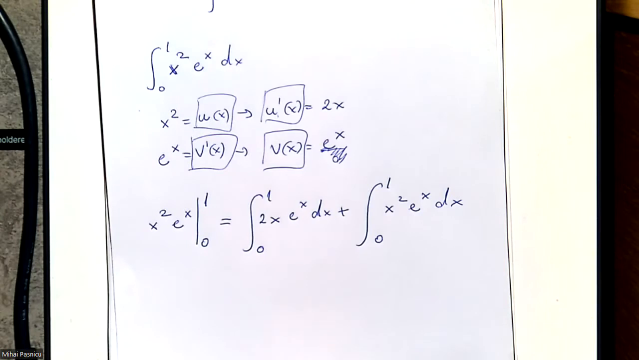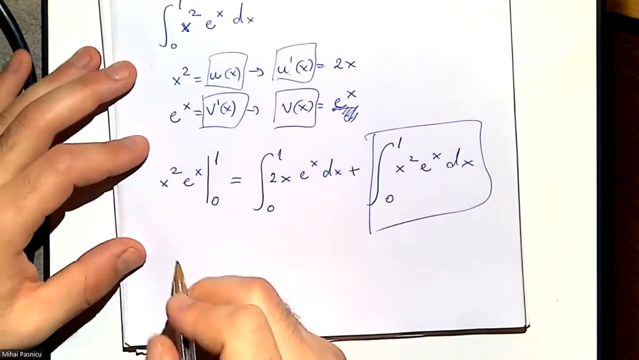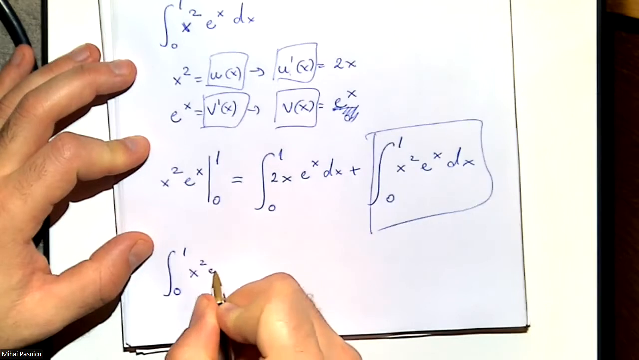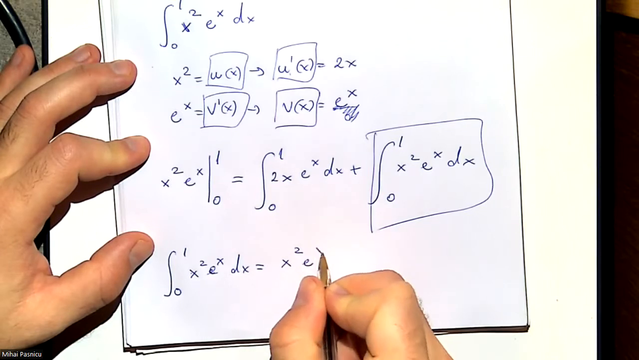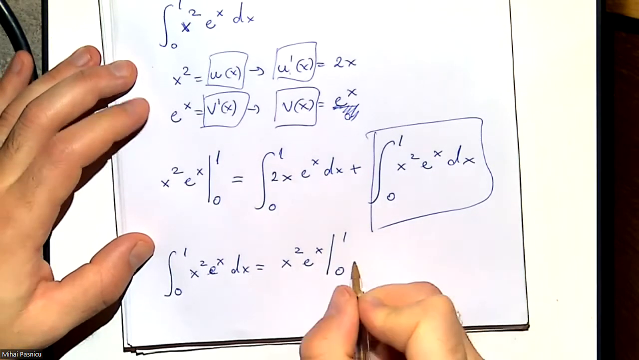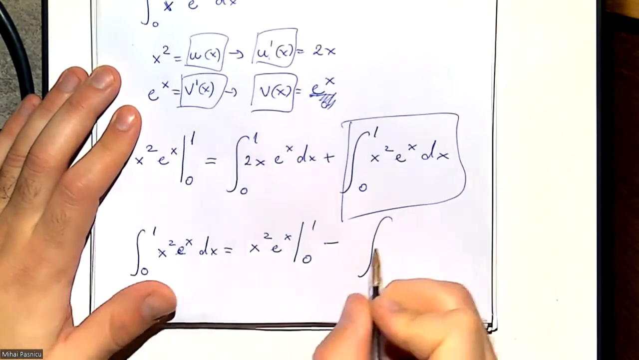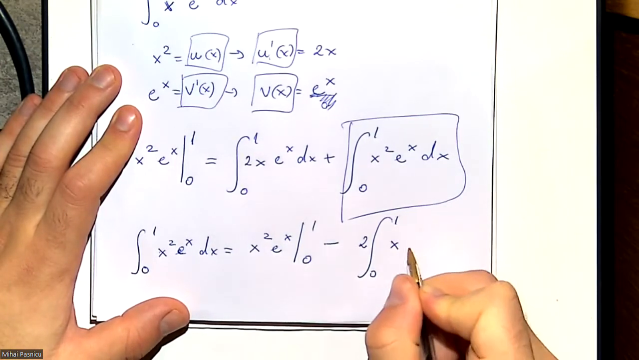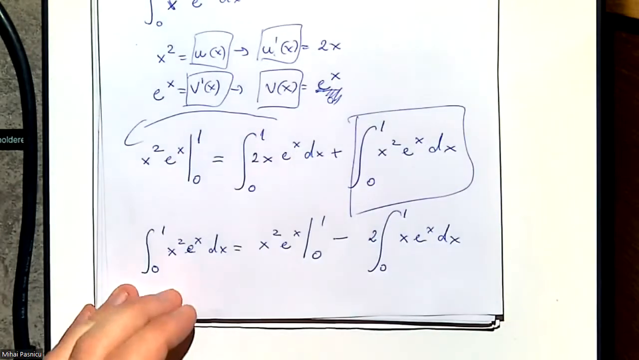So again, isolate what we know. This is what I have. So this is what I want to compute. Integral from 0 to 1 of x squared e to the x dx is equal to x squared e to the x evaluated from 0 to 1, minus this integral, which I can write as 2 times the integral from 0 to 1 of x e to the x dx. Everyone follow on that? I just move this thing to the other side.